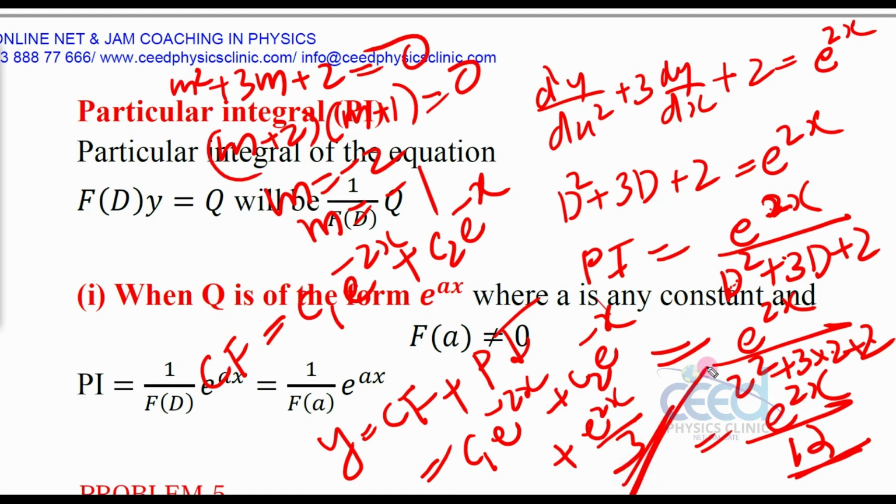So this is the solution. Now here we have a question. In case this 2 when I am replacing with the D, I am replacing this f of D with the f of a, instead of D with 2. Then if I get this denominator as 0, then what will I do? At that time the solution will be different.